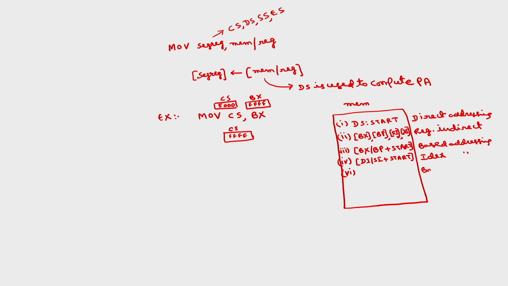Next one is base index, base register as well as index register. So, this can be BX or BP plus DI or SI plus start. So, there are different ways to specify the memory. Wherever the memory comes throughout this instruction set, that memory refers to one of these combinations.